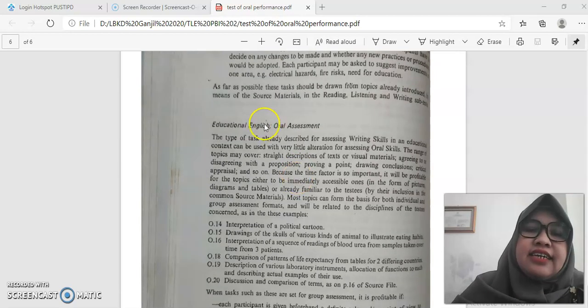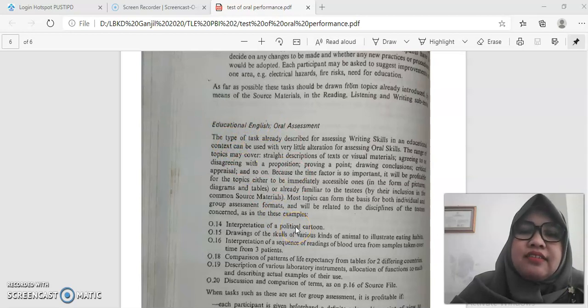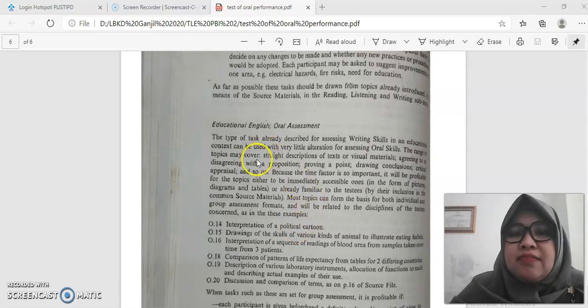The next context is educational English. The range of topics here may cover straight descriptions of text or visual materials, agreeing or disagreeing with a proposition, proving a point, drawing conclusions, critical appraisal, and so on.